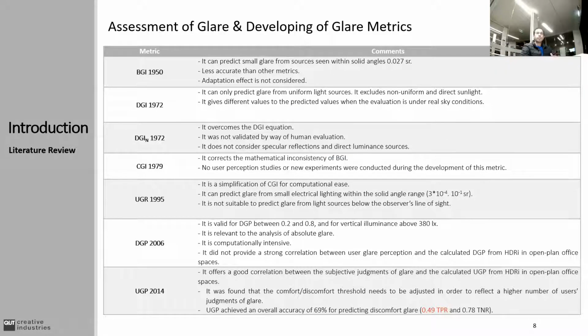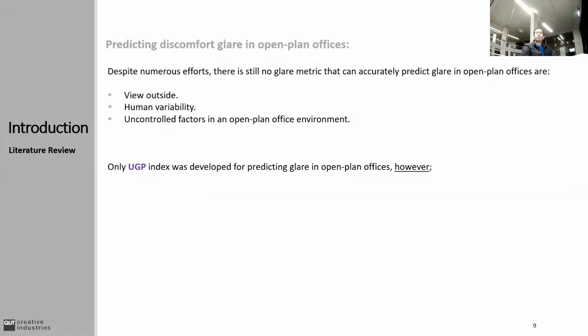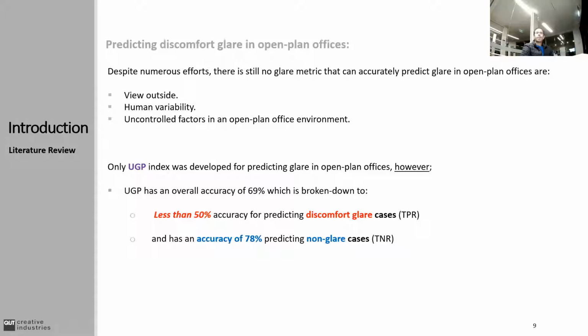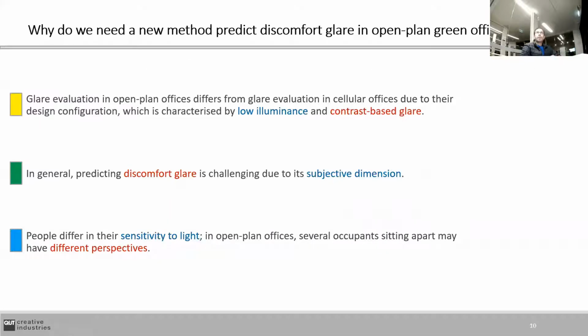There are a lot of metrics that were developed since 1950. However, UGP was developed in 2014, and it's the only metric which is developed specifically for open plan offices, which is my area of research. However, the performance of the metric was not adequate in open plan offices because we found that it has an overall accuracy of 69%.